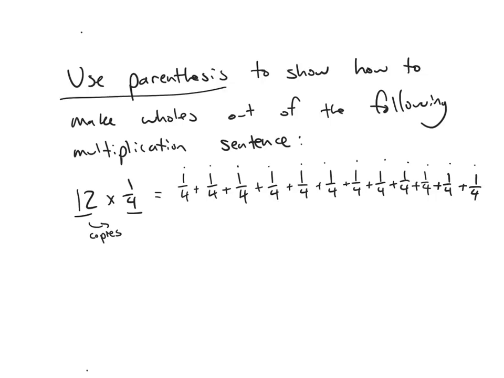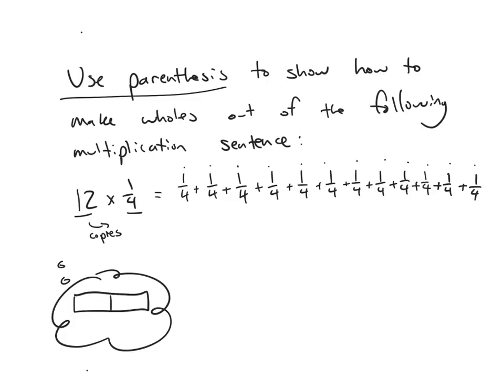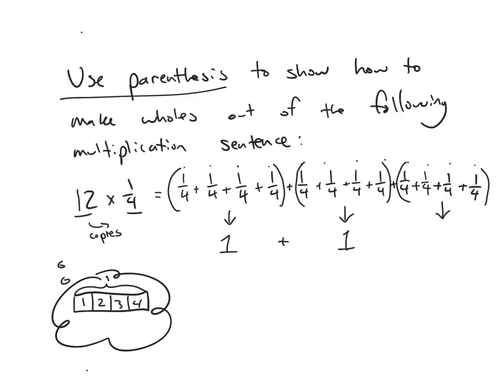And so I can use parentheses to show the wholes by grouping copies of 1/4 that make 1 whole. Once again, if I'm thinking about a tape diagram, how many fourths make up 1 whole? Well, it's going to be 4 fourths that make up 1 whole, because there's 1, 2, 3, 4 fourths in 1 whole. So I'm going to group 4 copies of 1/4 together and see how many wholes this makes. If I group these 4 copies of 1/4 together, each group is going to be equal to 1 whole.